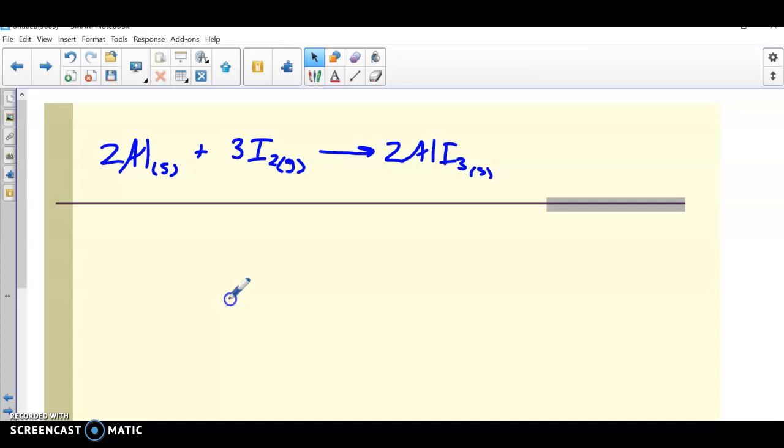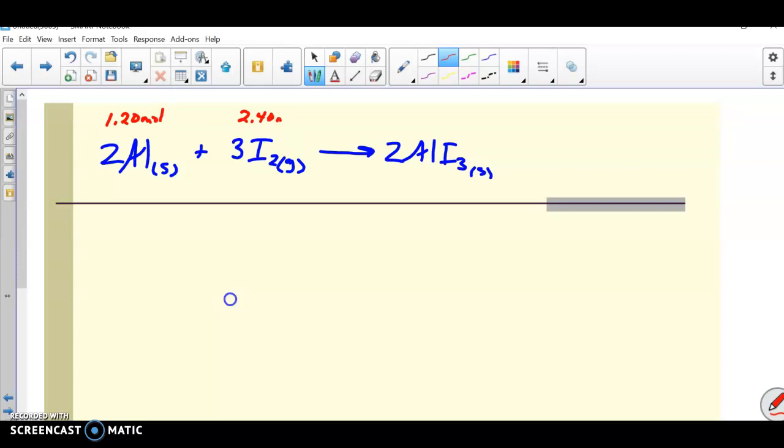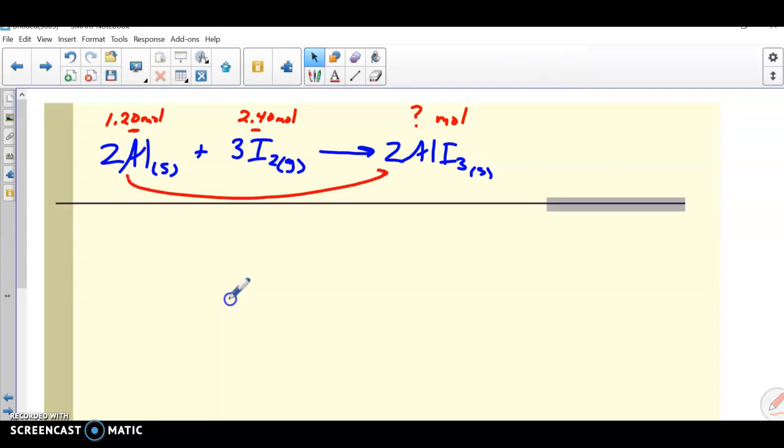Okay, now I'm going to write my amounts here. So notice I was given 2 amounts, 1.20 moles of aluminum, and I was given 2.4 moles of iodine, right? And I want to know how many moles of this are produced, okay? Notice I have 2 amounts here of the different reactants. I got to do a limiting reactant problem. So I got to solve this one compared to how much of this would be produced, and then I got to solve this one compared to how much this would be produced. Okay, so setting those up.